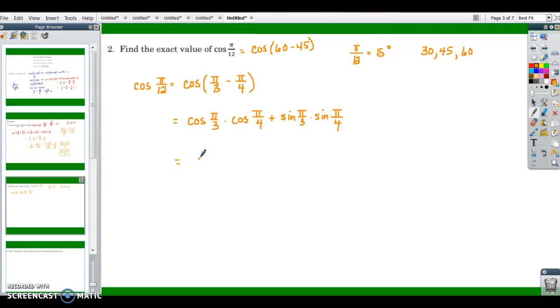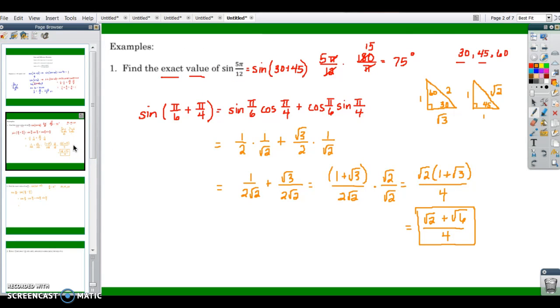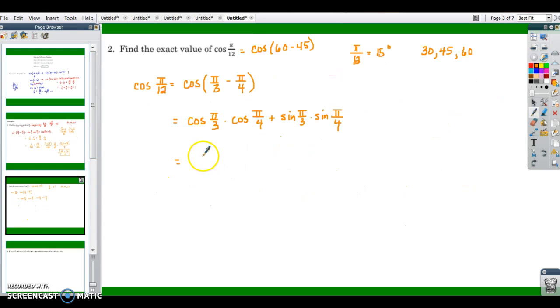Go back to your special right triangles. Okay, so the cosine of pi over 3, the cosine of 60 is 1/2. Cosine of pi over 4 is 1 over root 2. The sine of 60 is root 3 over 2. The sine of pi over 4 is 1 over root 2.